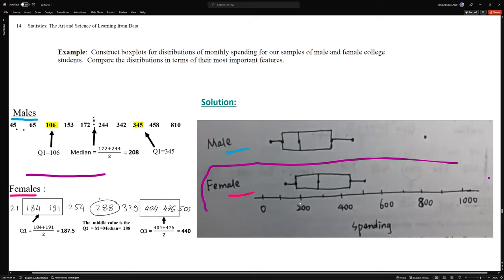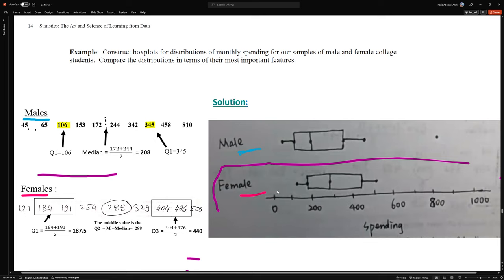So as you can see, the minimum is over here, right? Which is 121. This is the minimum. Then we have the maximum, which is over here, which is 505, right? And this is the median, which is 288.